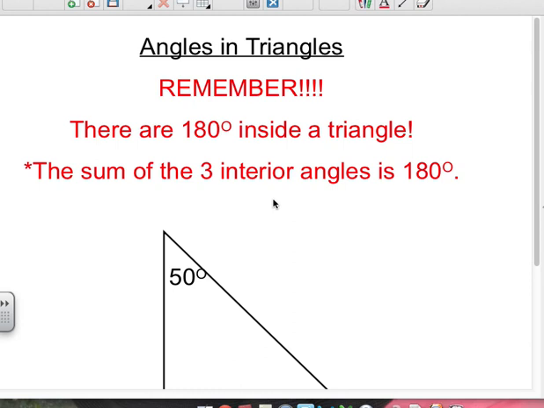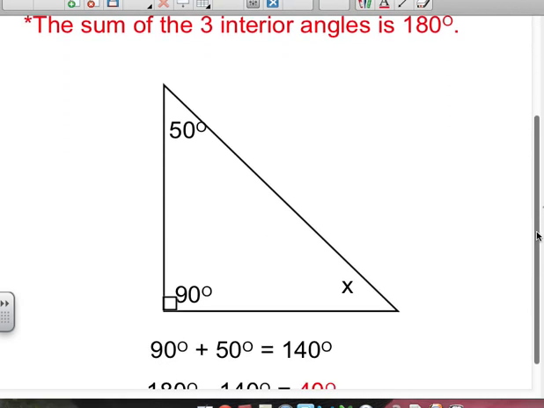As we get started here, I want to remind you of something that you should know as an 8th grader. You need to remember that there are 180 degrees inside a triangle. What that means is the sum of the 3 interior angles of the triangle is 180 degrees.